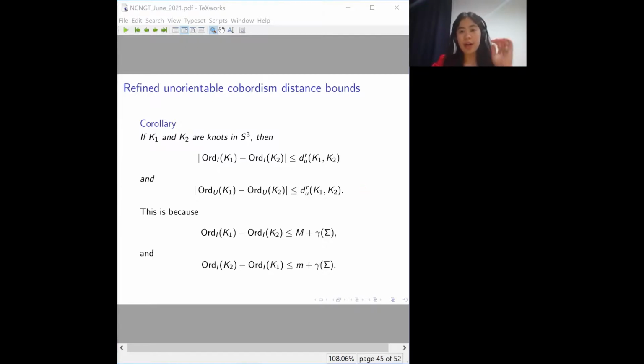Another thing that we did is we showed that the refined unorientable cobordism distance can be made to be arbitrarily different from the standard unorientable cobordism distance. To do that, we did some computations of the torsion order in HFK prime. Specifically, we computed the torsion orders for some knots which were connected sums of certain torus knots.